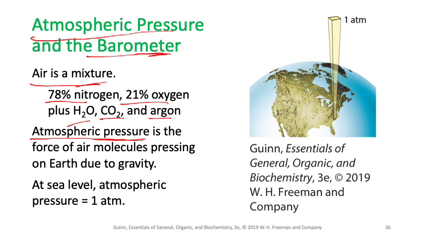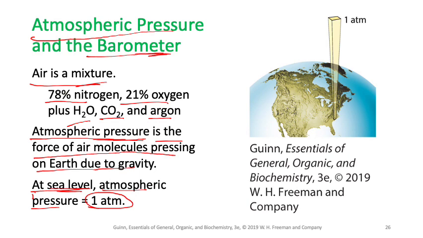And what is atmospheric pressure? It is the force of air molecules pressing on earth due to gravity. And then we usually take, at sea level, the atmospheric pressure as 1 atmosphere. So this is standard. We normally use 1 atmosphere. At sea level, that pressure is always 1 atm.